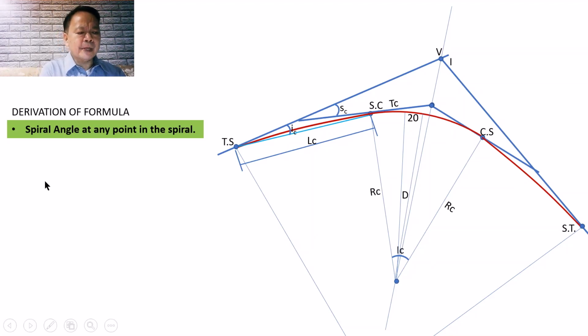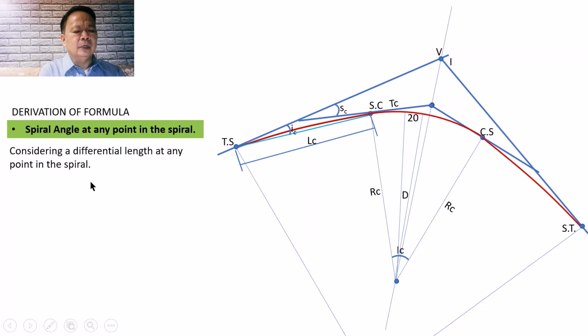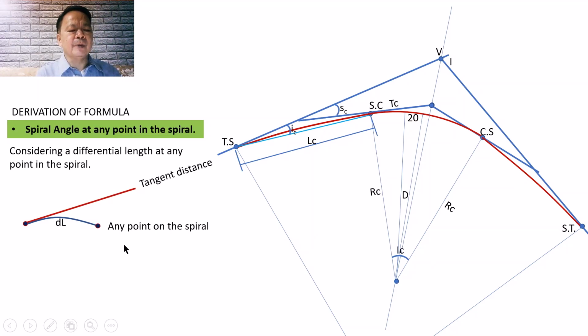Kaya kung ipapakita natin, halimbawa meron tayong differential length. Kumuha muna tayo ng isang maliit na length ng spiral. Sabihin natin that this is our differential length, and this is our tangent distance. Di ba? This is our point on the spiral. We call this as any point on the spiral.